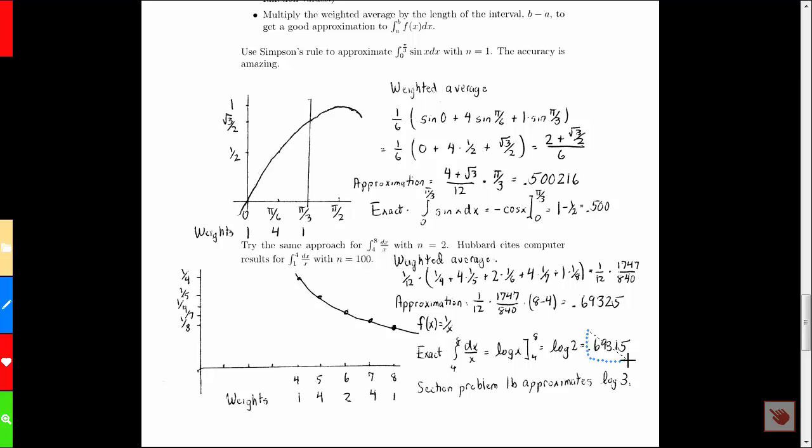The exact value of the integral is 0.69315. So we're off by 1 in the 4th digit. If you do section problem 1b, you can use the same trick to evaluate the natural log of 3.